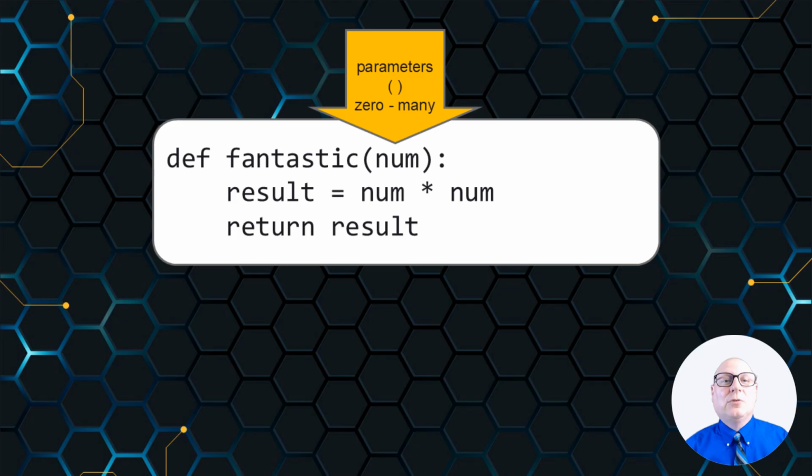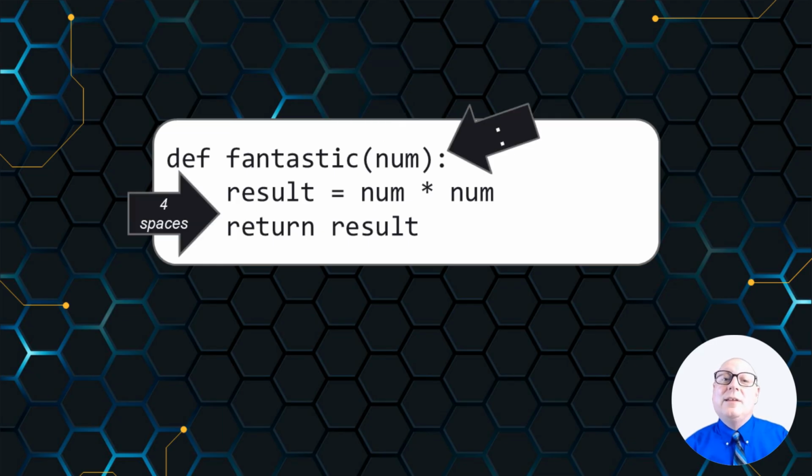Within the parenthesis, we can have 0 to multiple parameters. The number of parameters is only limited by computer memory. Typically, parameters are variables that store a common data type like integers, floats, booleans, or strings, but it can pass any data type. Advanced programmers can even pass other functions into their functions.